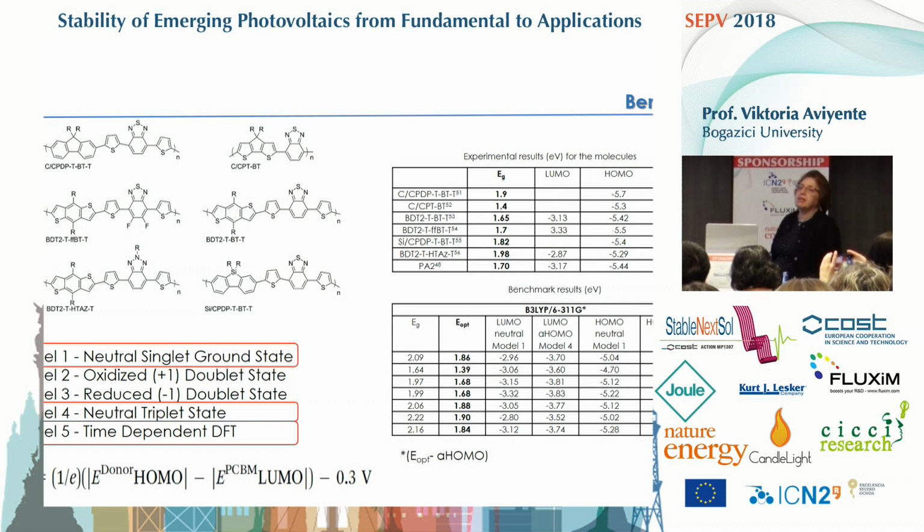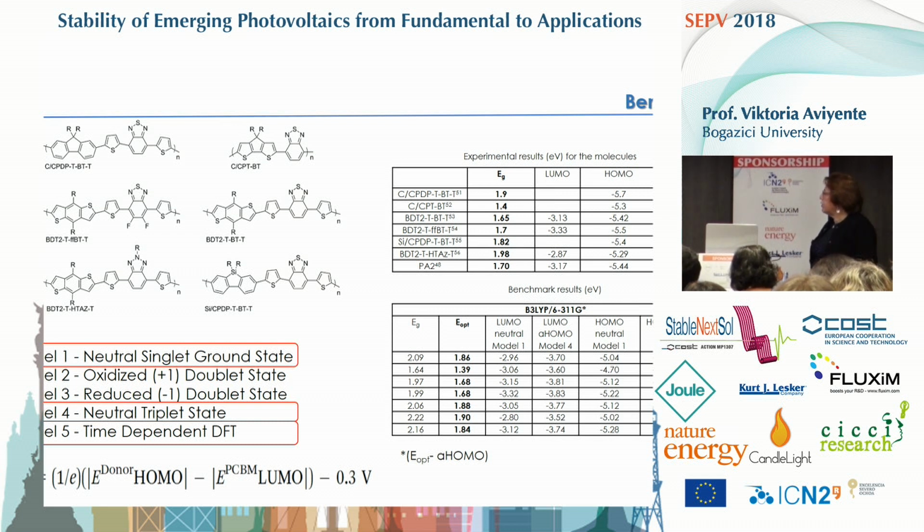Now, regarding the band gap, there are many approaches in the literature, and we tried to cover most of them. First of all, we considered the neutral singlet ground state. And we also considered other alternatives. Instead of looking at the singlet as it is, we looked at the cation and at the anion, because apparently in some cases those reproduce the energy levels of the HOMO and the LUMO better. That's why we tried that.